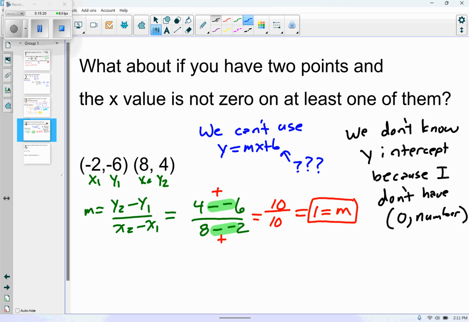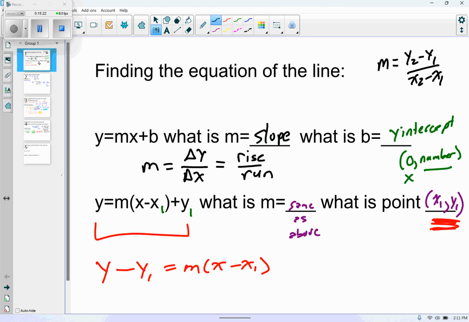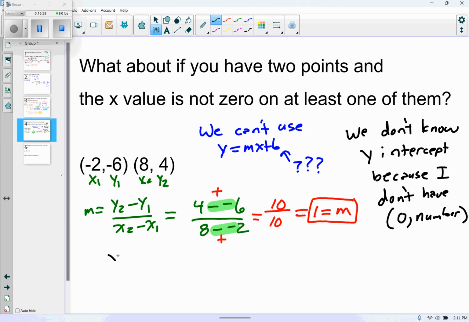So on our first slide, I believe it was, yep, we're going to take a look at this equation right here. Okay? So I'm going to go y equals m(x minus x1) plus y1. All right? Let me ask you this, friends. Do I have anything up there labeled x1, y1? And the answer is yes.